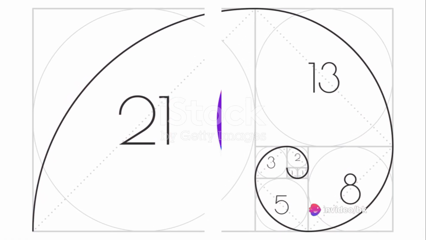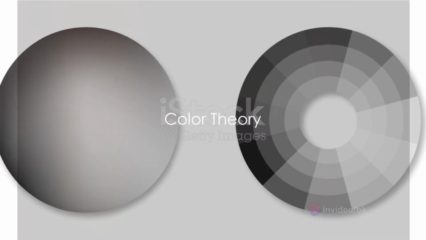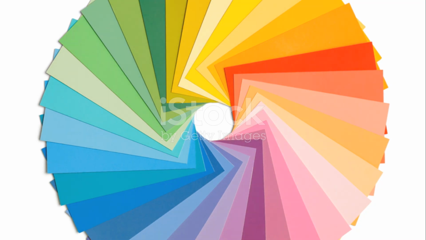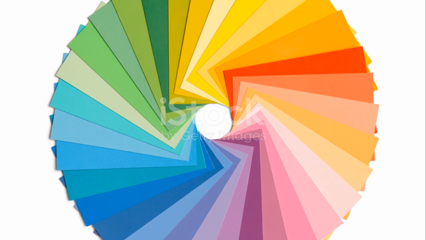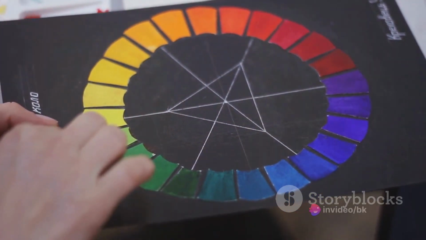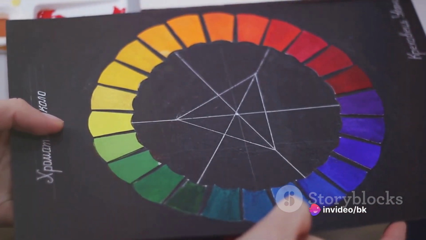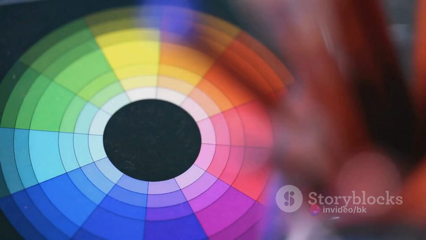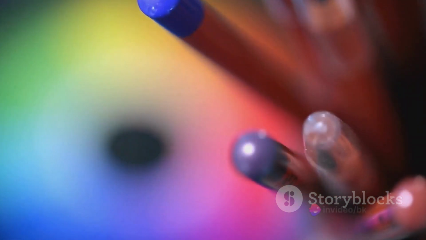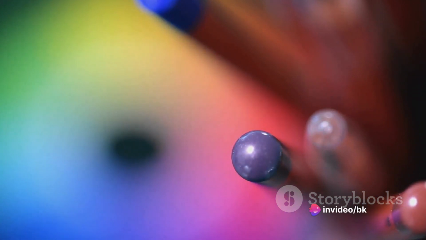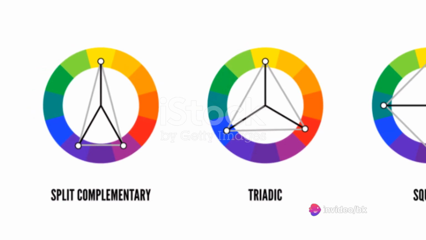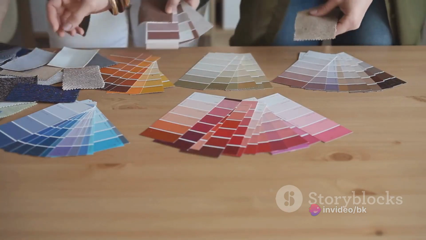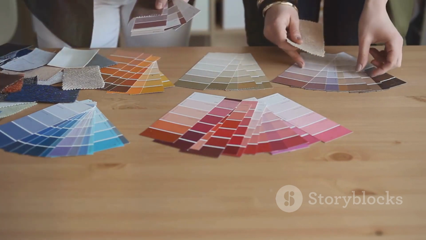Next up, color theory. Color, it's more than just a visual element. It can evoke emotions, convey meaning, and establish brand identities. To understand the role of color in design, we must first look at the color wheel. An essential tool for designers, the color wheel illustrates the relationship between primary colors, red, blue, and yellow, secondary colors, which are created by mixing two primary colors, and tertiary colors formed by mixing primary and secondary colors. The color wheel also helps us understand different color schemes.